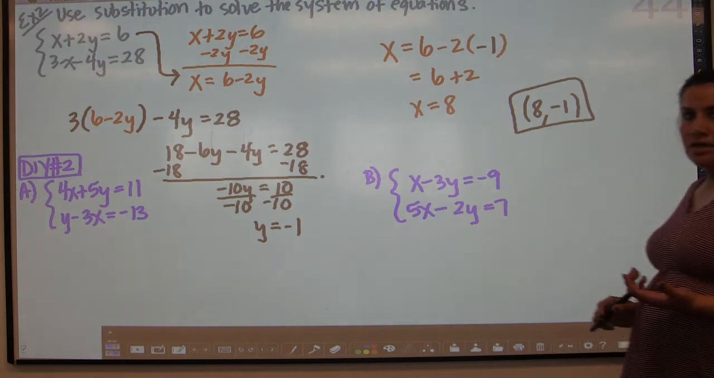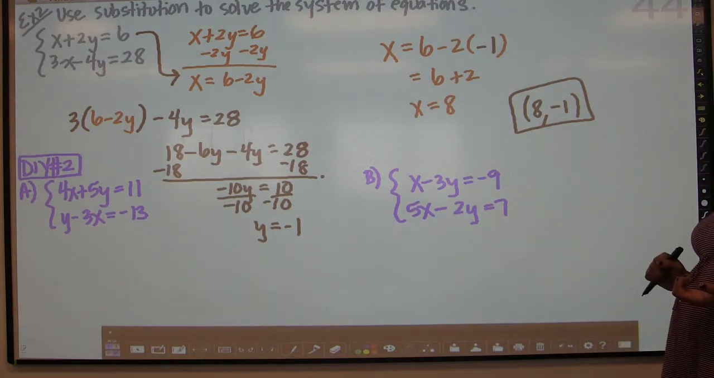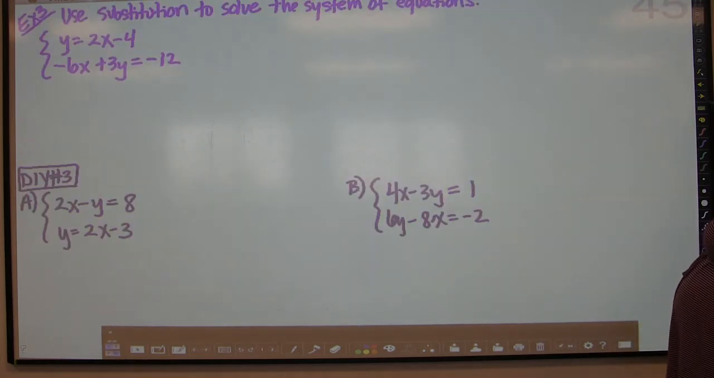And there you go. So that's how you solve when you have two equations where neither one of them is solved for a variable first. You have to solve for the variable and then continue. Alrighty? So now we're going to try this little guy.